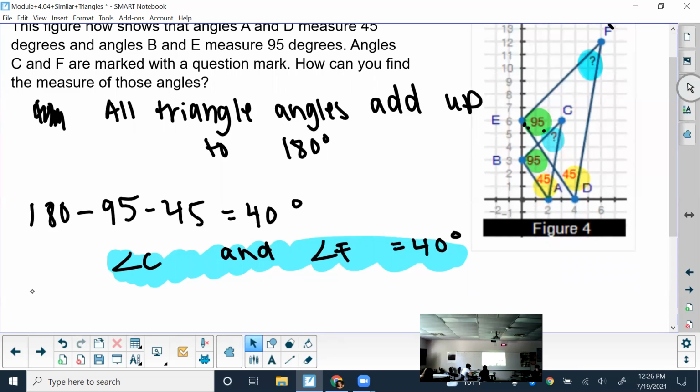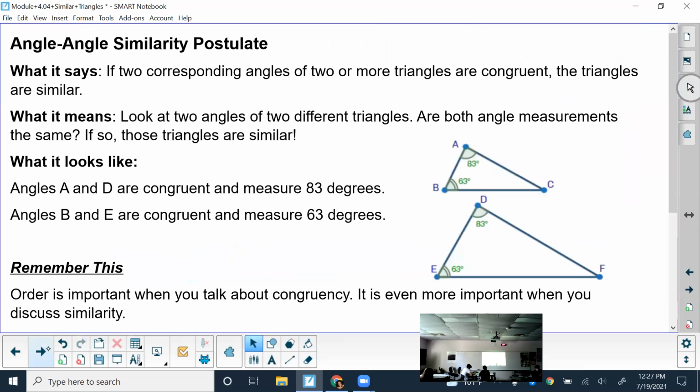All right, so that leads us to this next postulate that we're going to talk about, which is called the angle-angle similarity postulate. The part that says what it says right here is the part I would highlight. So if 2 corresponding angles of 2 or more triangles are congruent, the triangles are similar. So even if I don't have a side label, even if one of the angles is missing, as long as I have two that are the same, they're corresponding and they're congruent, then I can automatically say that they are similar.